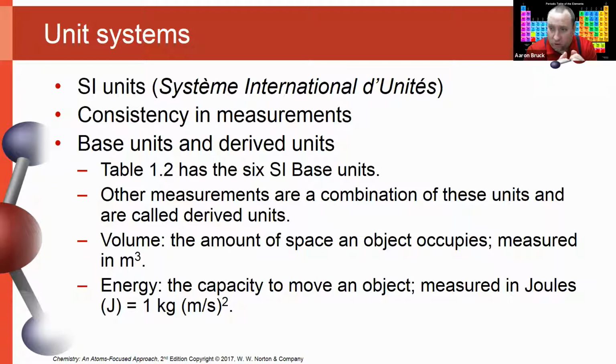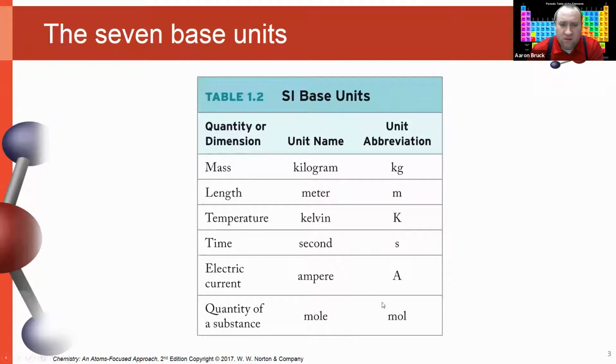Whereas something like volume is considered a derived unit. The reason it's considered a derived unit is it is derived from the base unit of length or distance. I can find the volume of an object by taking the length times the width times the height, and that would give me 3 measurements of distance that I could multiply together to give me a measurement of volume. So our base units fall into this kind of line, and there are 6 of them in total.